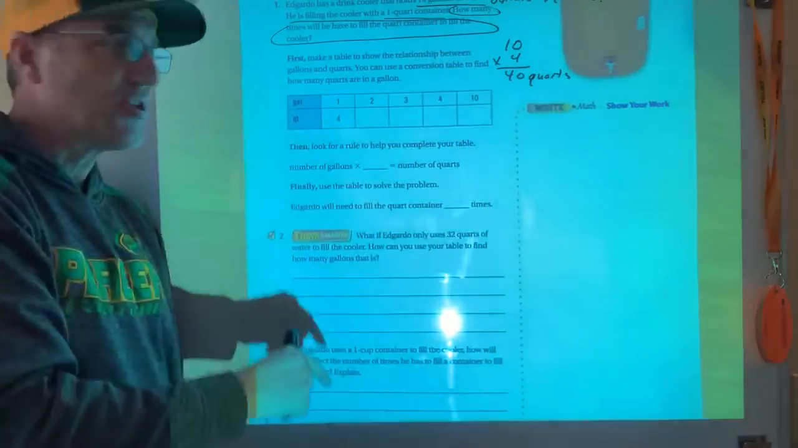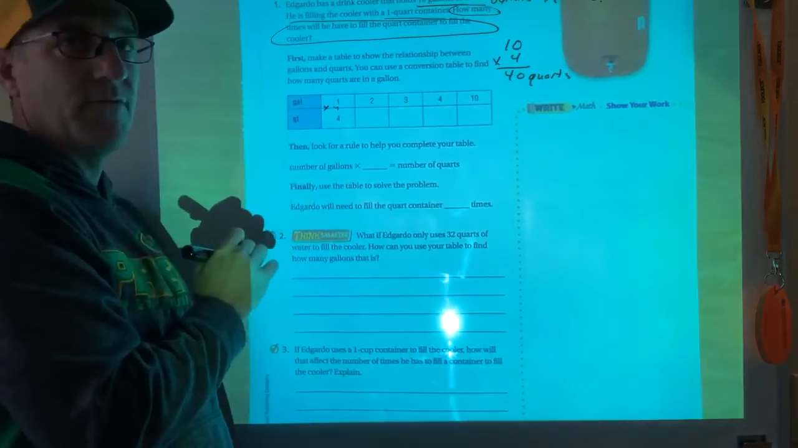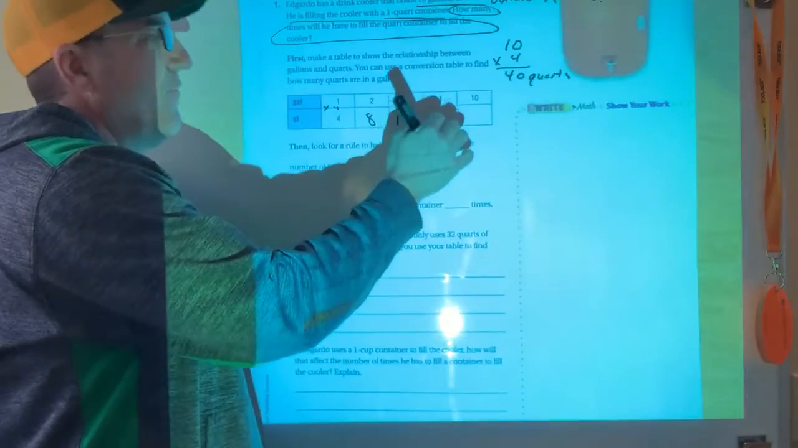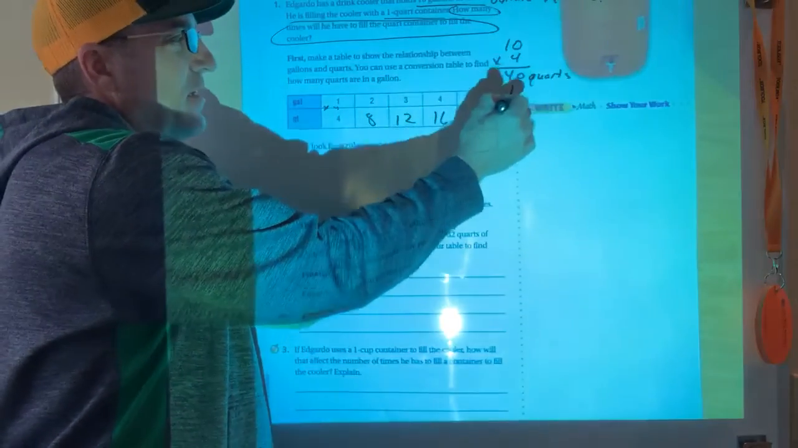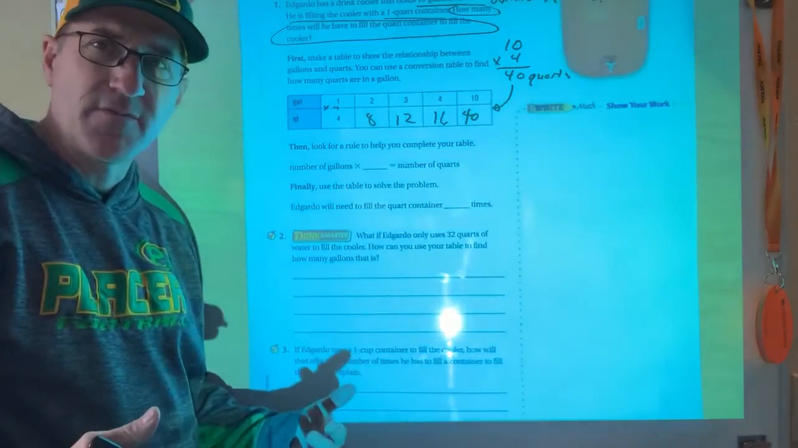If I want to fill in my chart, this is a function box. It's times 4. 1 times 4 gives me 4. 2 times 4 is 8. 3 times 4 is 12. 4 times 4 is 16. And of course, 10 times 4 is 40. So just keep using the conversion chart.